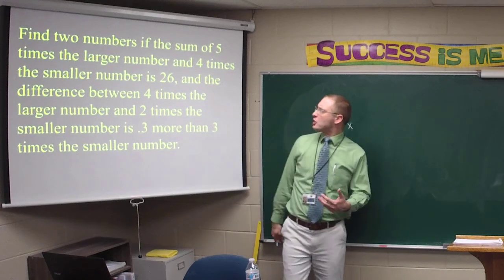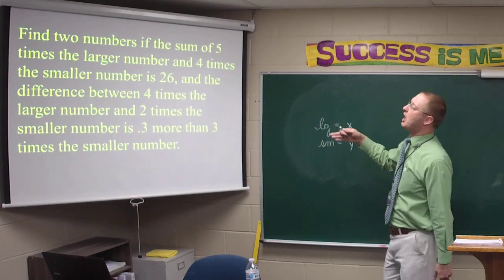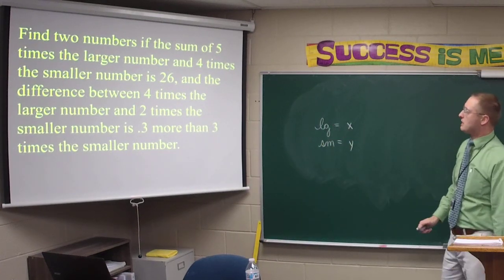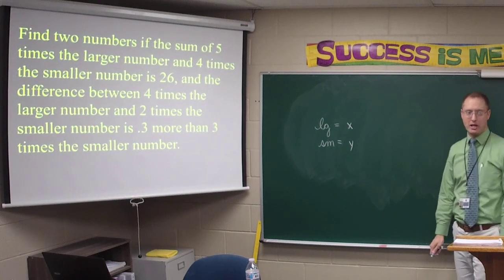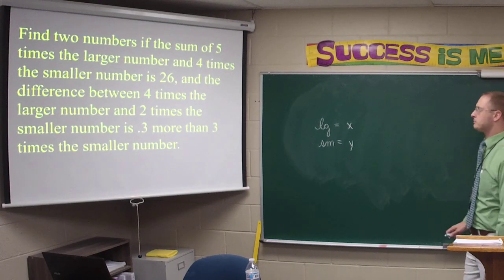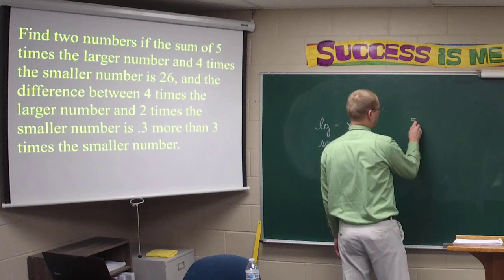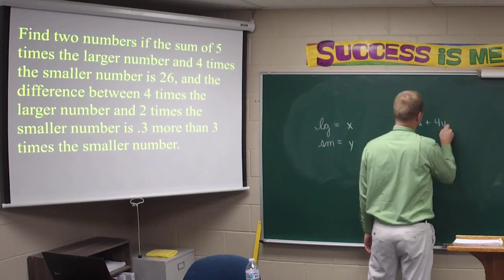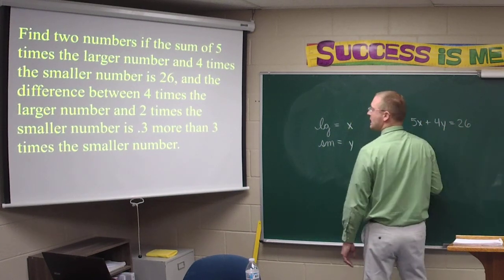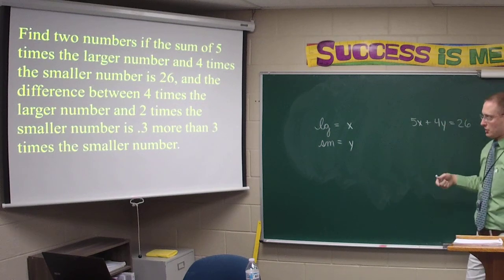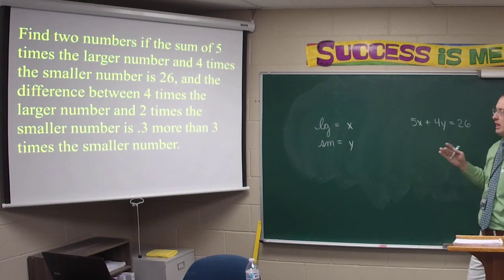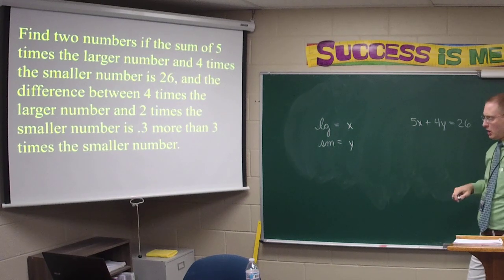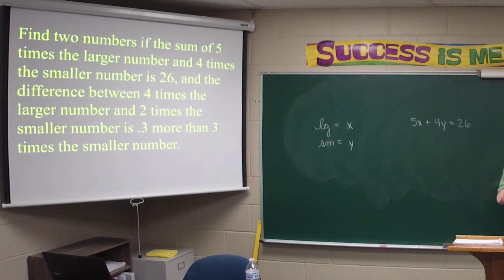How would I show that the sum of 5 times the larger and 4 times the smaller is 26? How would I write that first equation? Abby? 5x plus 4y equals 26. There we go. Now for the fun one. It says the difference between 4 times the larger and 2 times the smaller is 0.3 more than 3 times the smaller. At your seats. Write it down and I'll call on someone in just a moment.